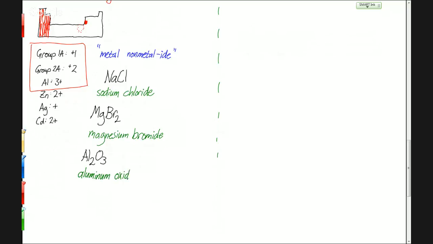Aluminum oxide. We should also mention aluminum is sometimes known as aluminium. That's a fine name for it. It's a US, not US thing. Usually in Europe, it's aluminium, and here it's aluminum. Whatever you like is fine. It's the same thing.